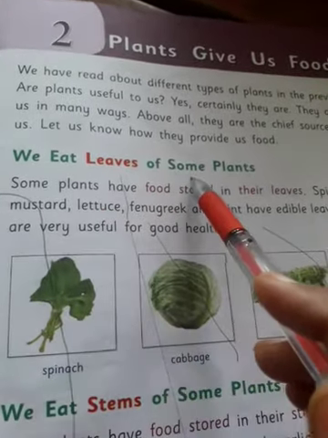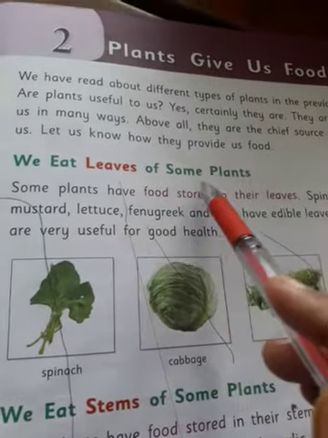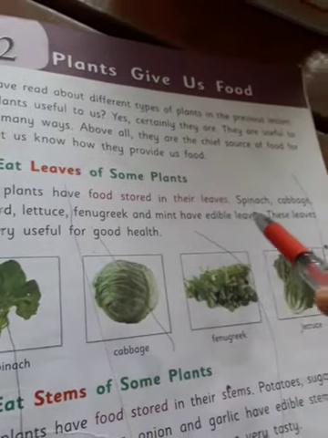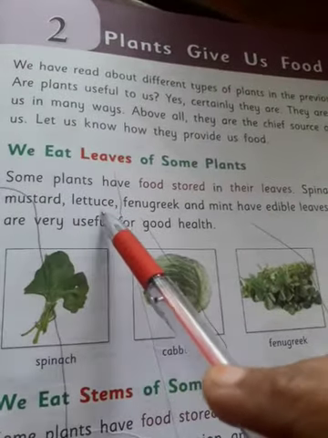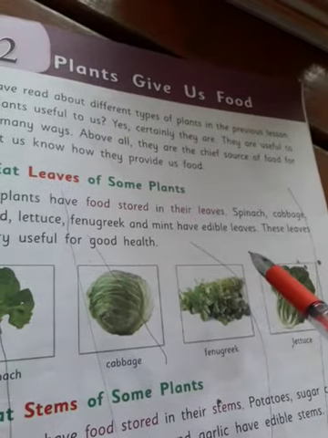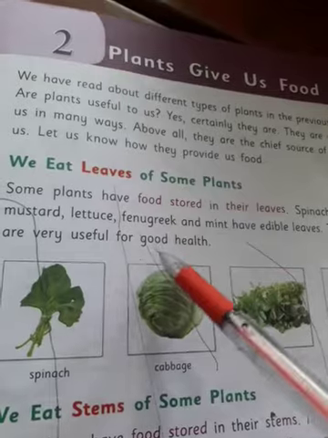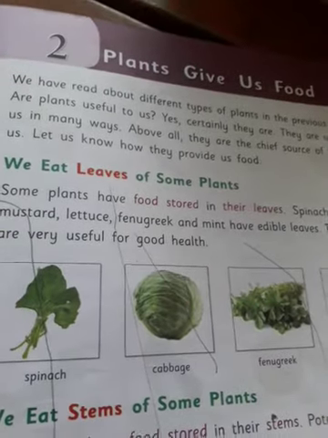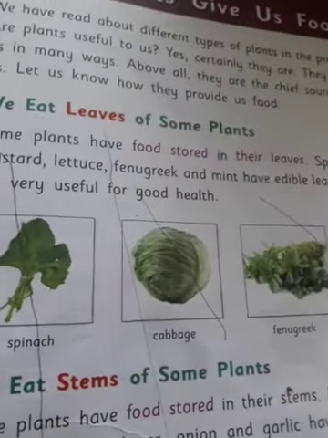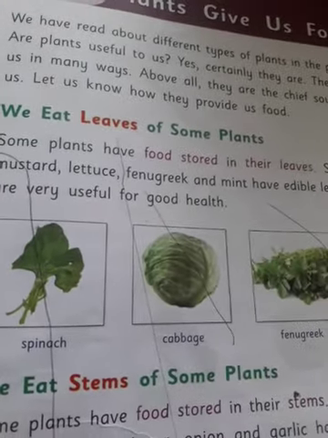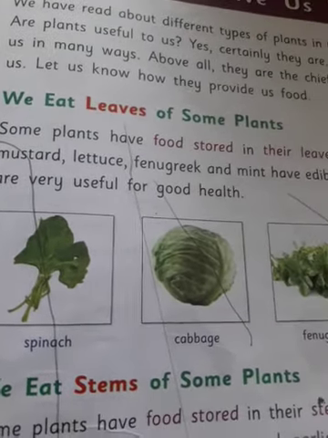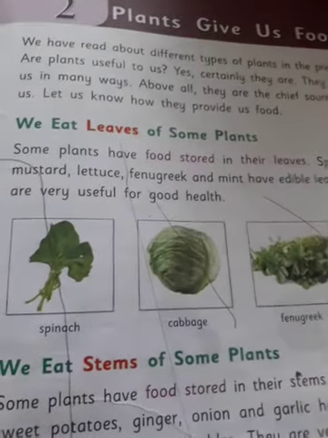We eat leaves of some plants. Some plants have food stored in their leaves. Spinach, cabbage, mustard, lettuce, fenugreek, mint have edible leaves. And these leaves are very useful for good health. So we know that plants are very useful to us, and they provide us different things, that is the useful food materials, and they are used in medicine.